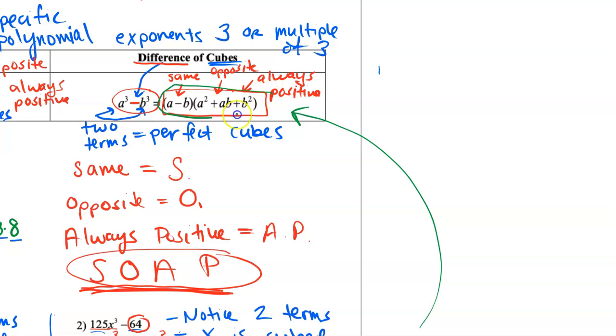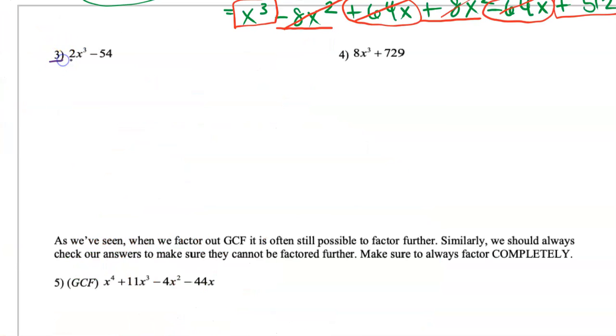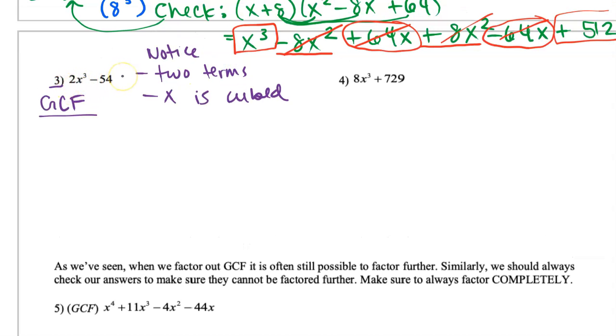So what you really need to do is memorize this formula, and I'm hoping that this acronym of SOAP will help you do that. Now sometimes, like in example 3, you're going to have what's called a GCF. You're going to have to take out a greatest common factor first before you can recognize what the perfect cubes are. So what I want you to do here is notice that there are only two terms and x is cubed. But the numbers 2 and 54, those aren't perfect cubes. That must mean there's a GCF I need to take out.